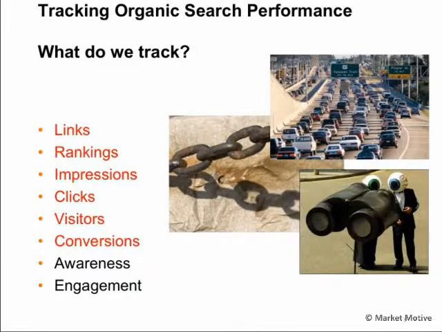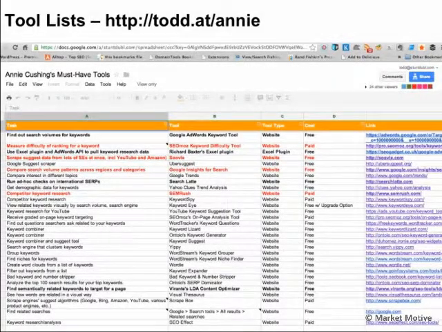So the types of things that you're going to track are links, rankings, your impressions, your clicks, your visitors, the conversions from those visitors, probably through analytics, and to a lesser degree awareness and engagement for your social and your link outreach. So I want to take a look first at a wonderful list of tools from Annie Cushing.